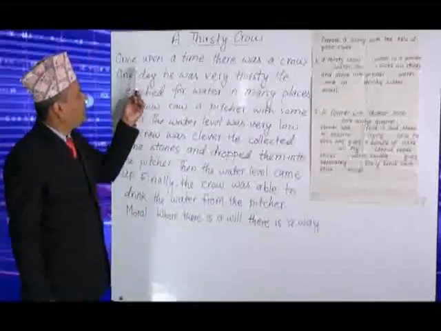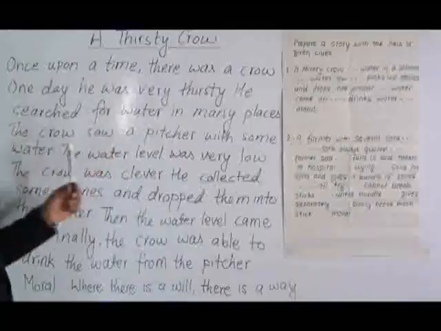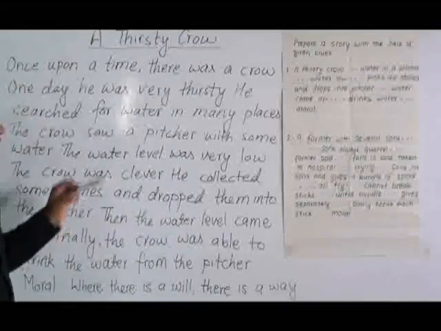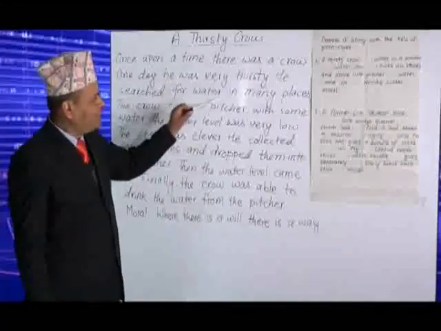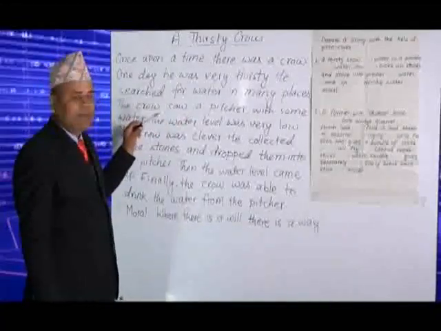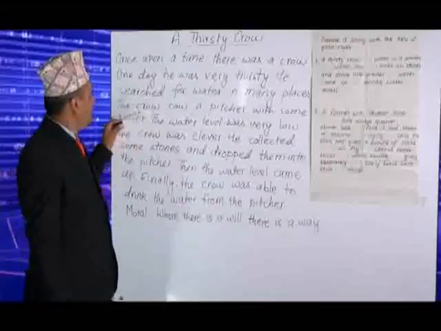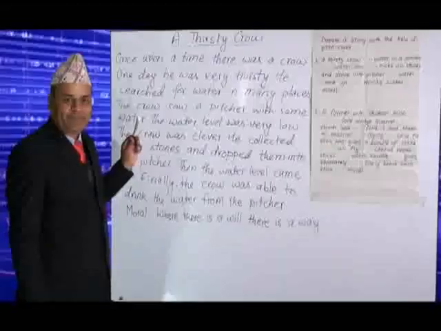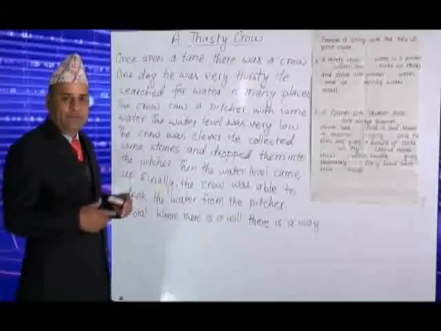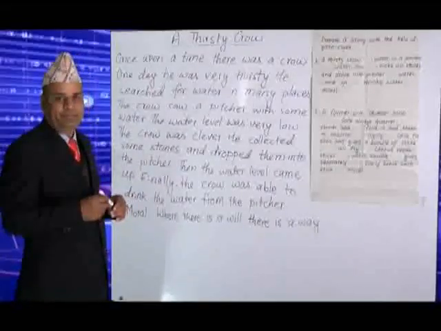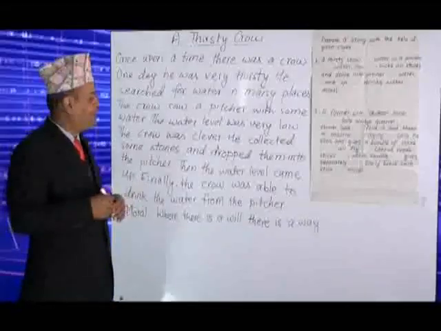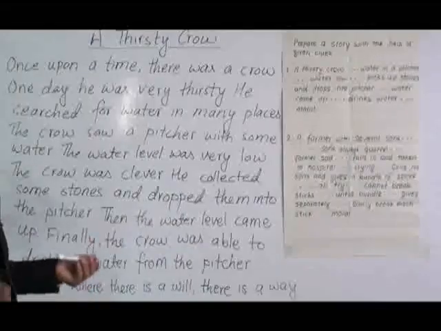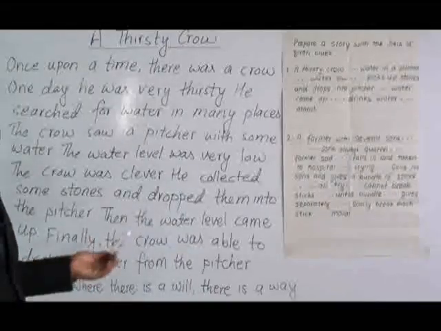So you see, once upon a time, there was a crow. One day, he was very thirsty, right? What was the problem? He was very thirsty, and he searched for water in many places, okay? The crow saw a pitcher with some water. Luckily, right? The crow saw the pitcher with some water. But the water level was very low.